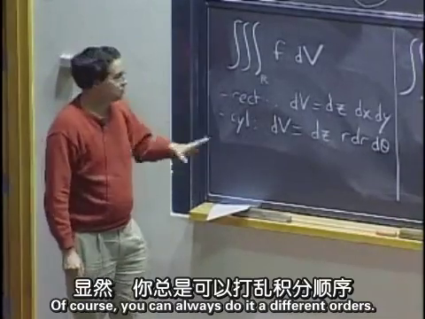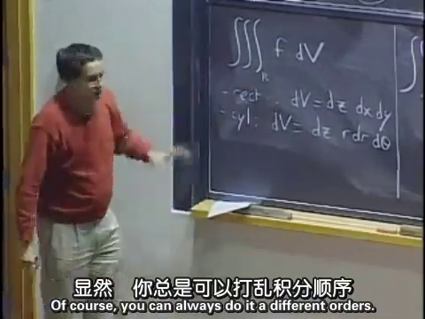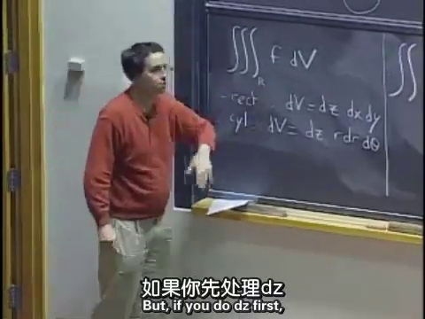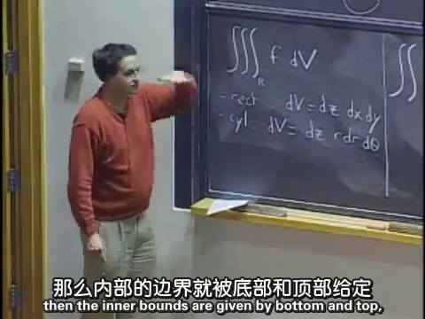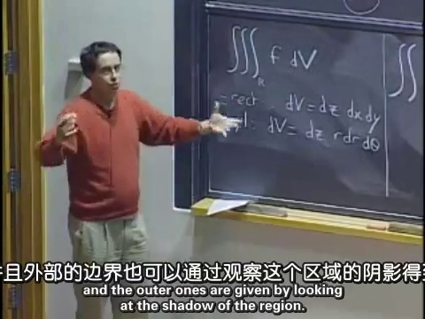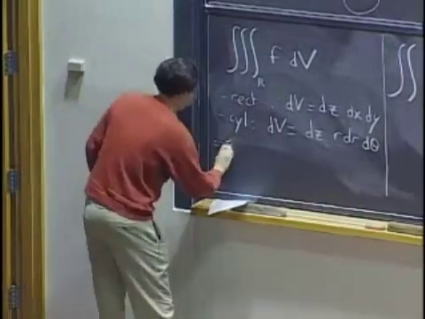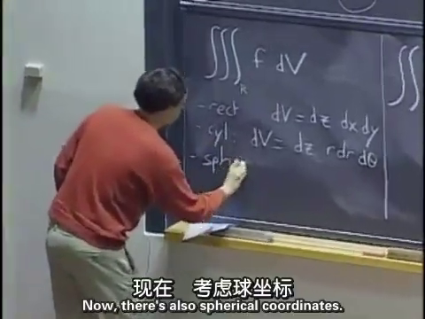Of course, you can also do it in different orders, and I'll let you figure out again how that goes. But if you do dz first, then the inner bounds are given by bottom and top, and the outer ones are given by looking at the shadow of the region. Now, there's also spherical coordinates.